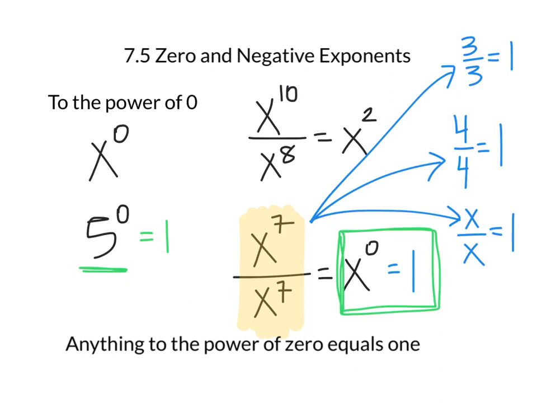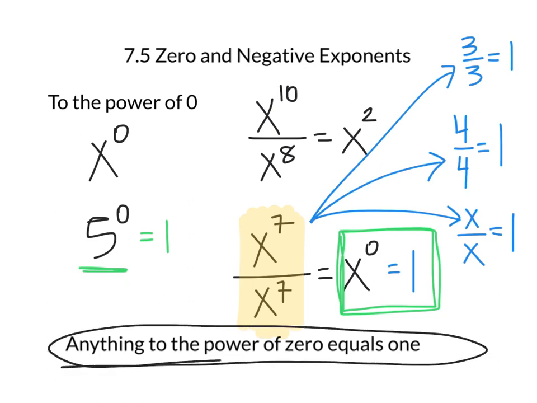There are two very, very important key concepts for today, and this is the first one. Anything to the power of 0 equals 1. We're going to do a few practice problems to see what an example problem would look like if it has something to the power of 0 in it. And remember, anything to the power of 0 equals 1.